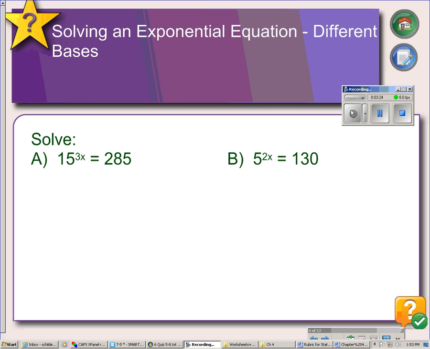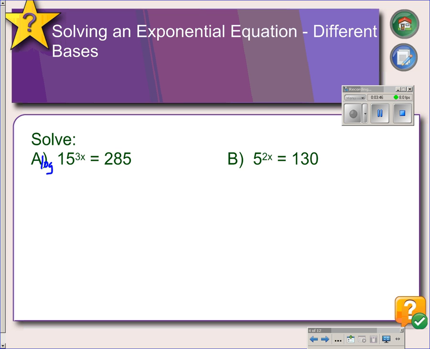These examples, though, we're not going to be able to make them have matching bases. There is no base that 15 and 285 share. So we're going to have a plan B. And plan B is this. We have to do the opposite of an exponent. And the opposite of an exponent is a log.